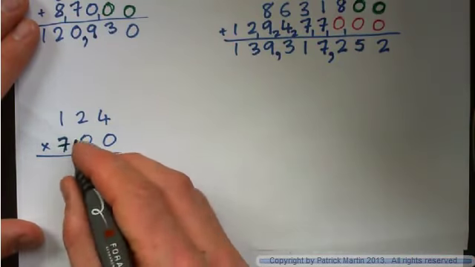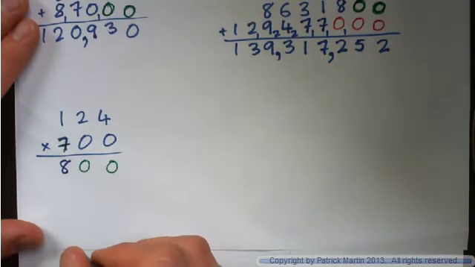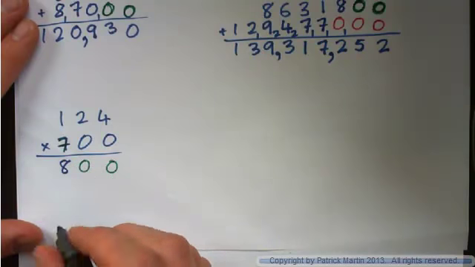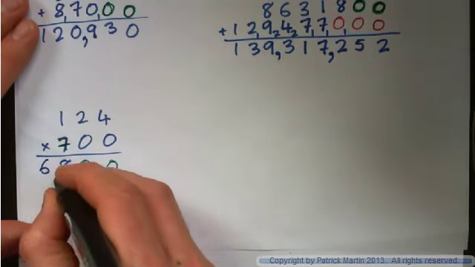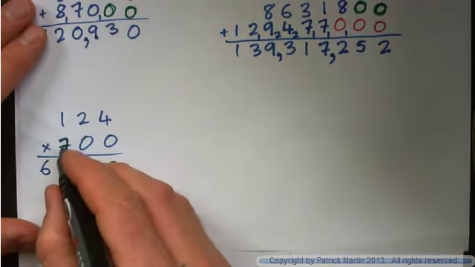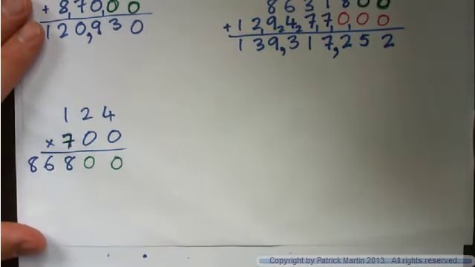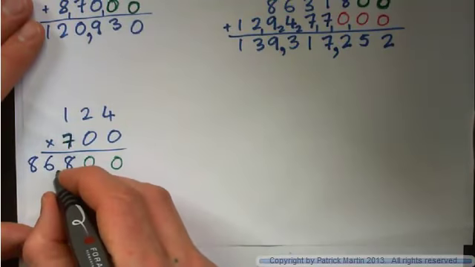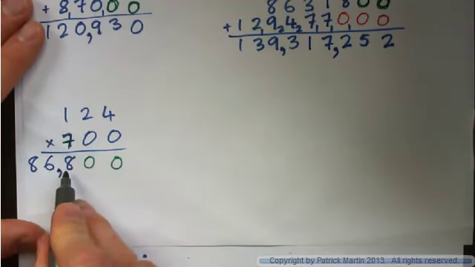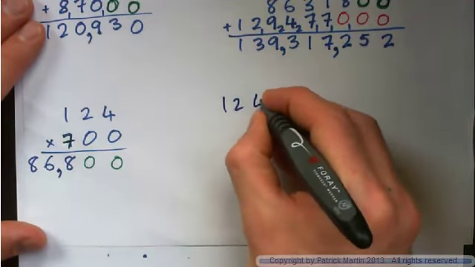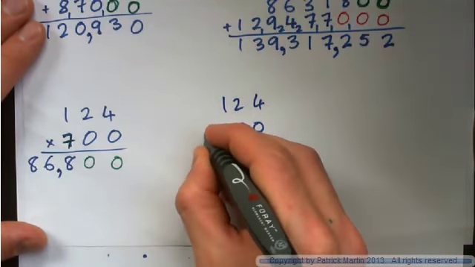So 7 times 4, 28, carry 2. 7 times 2, 14, and 2, 16. Carry 1. 7 times 1 is 7, and 1 is 8. So where do you put the comma? So 86,800.